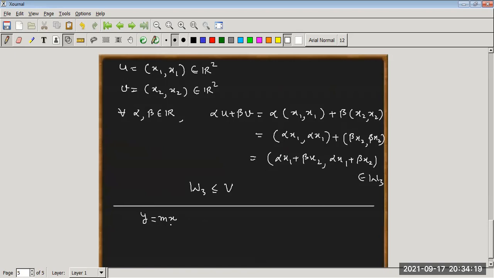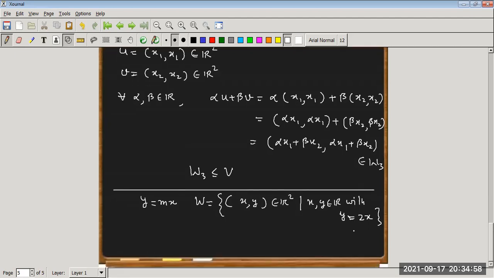If it is given that y equal to mx, we have to prove that (x, y) belonging to R2, so that x and y belong to R with y equal to mx. If we take m equal to 2, y equal to 2x, then yes, because it is a line which passes through the origin, we can say this is a vector space. You can also prove this, right?